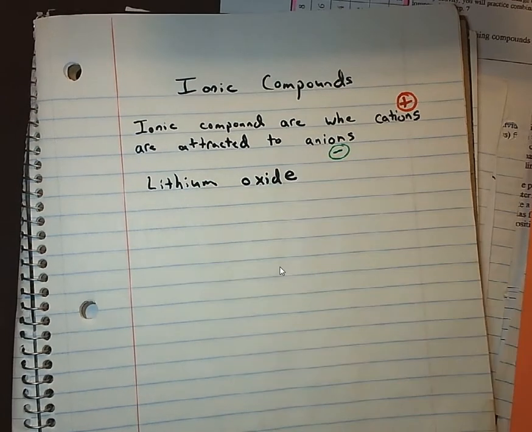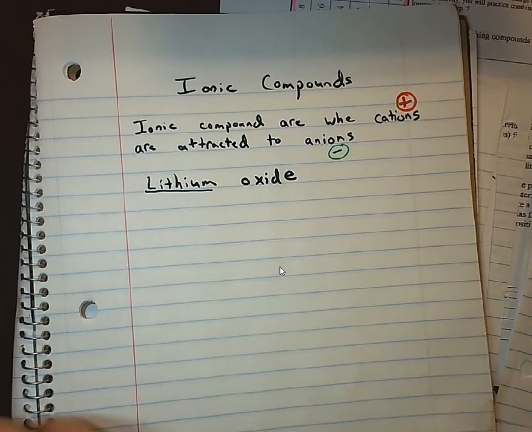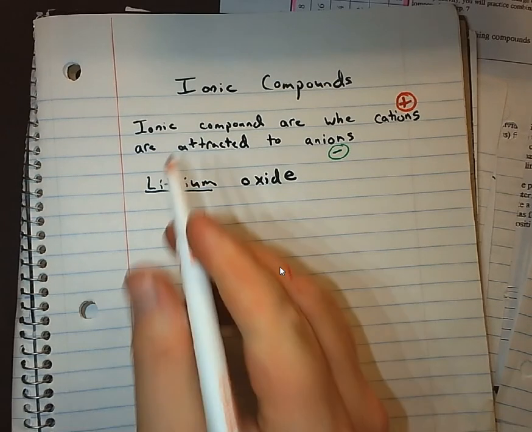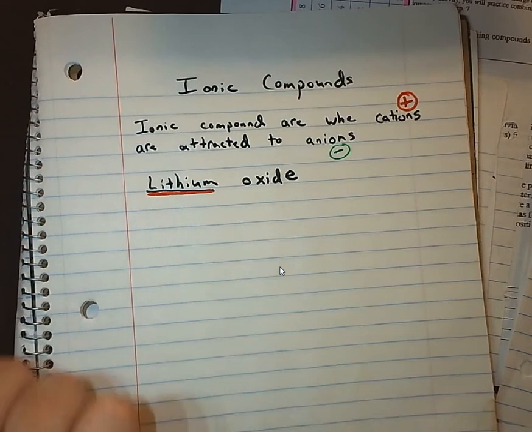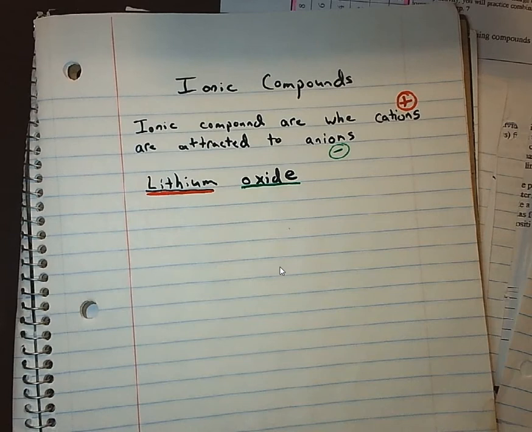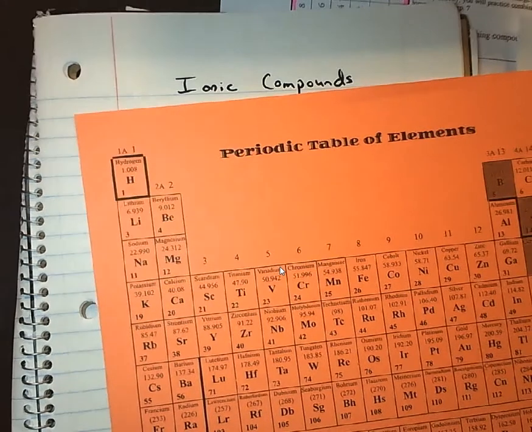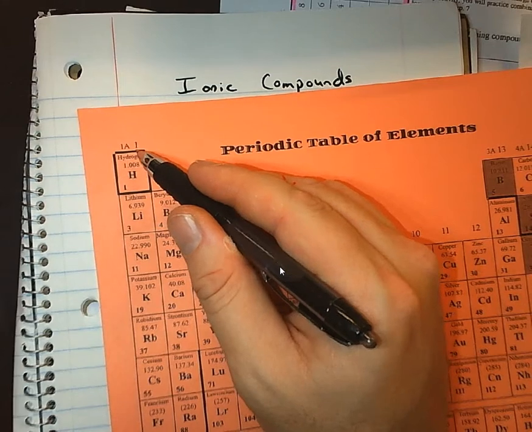First thing we have to do is figure out our charges. Lithium, our cation, is always listed first, and we'll underline that in red. You can only have two parts to any single name. Oxide is going to be our anion, our negatively charged part. First thing we're always going to do is look up your number of valence electrons. Lithium is in our first column, so we have a charge of positive 1.